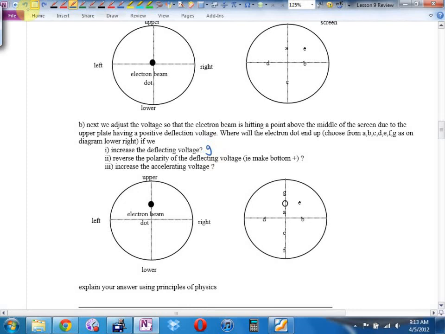Okay, go back to here. Two, what if I reverse the polarity and make the bottom positive and the top negative? Where will it get deflected to? I heard it there. See? Right?